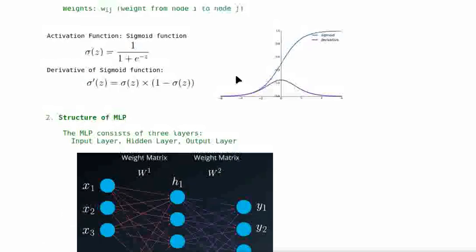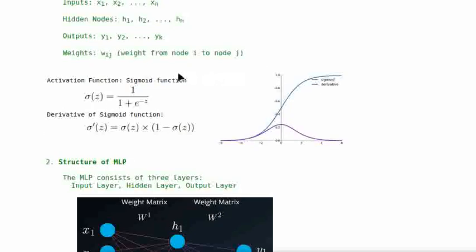We need an activation function, and the activation function we need here is a continuous function instead of a step function so that we can find the derivative easily. We use a sigmoid function, which is given by this formula. It is 1 over 1 plus e to the power negative z, and the derivative of sigmoid, sigma dash, is equal to sigma z times 1 minus sigma z.